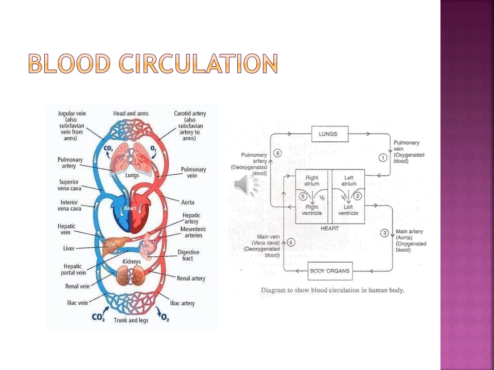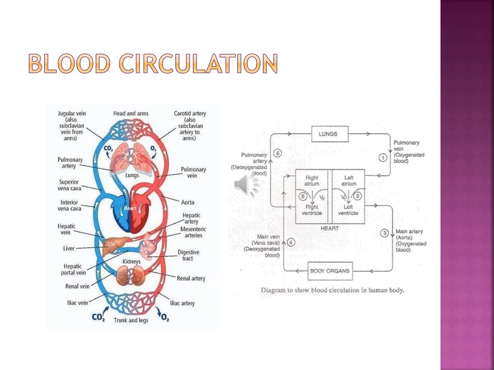Step number 1. When the blood passes through the capillaries of the lungs, then oxygen from the air enters the blood. The blood is now oxygen rich and is called oxygenated blood. Then pulmonary veins bring the oxygenated blood from the lungs to the left atrium. You can see that these are the pulmonary veins which carry the oxygen rich blood.